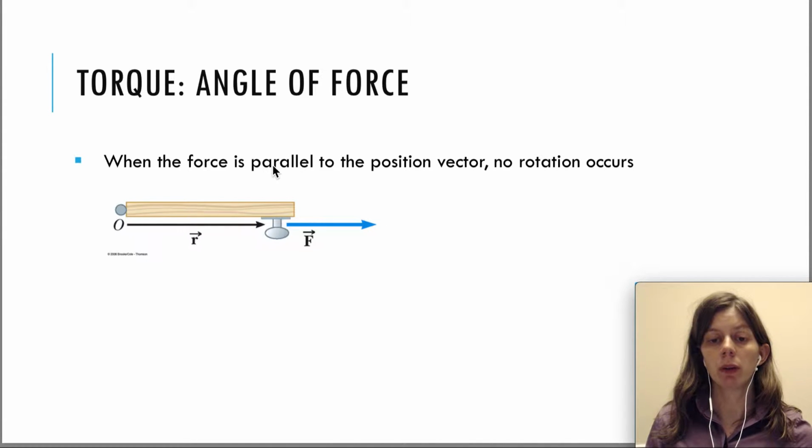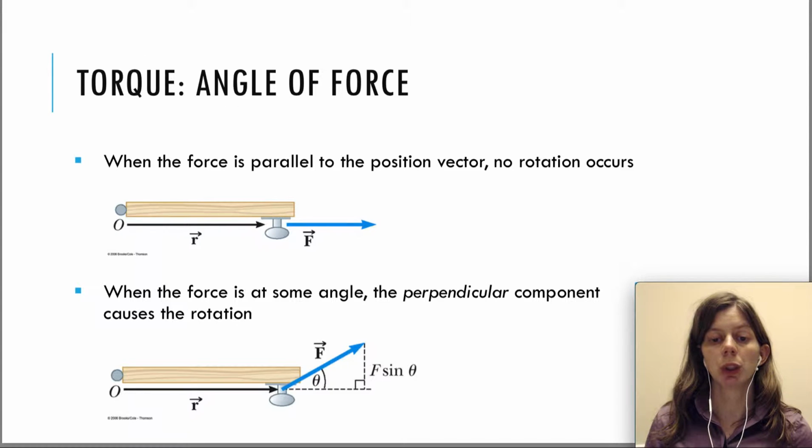So when the force is parallel to the position vector, just think it's this R here, but just think it's your object that you're rotating. When the force is parallel, no rotation occurs. Right? If you pull on the door this way, it's never going to rotate this way or this way. A parallel force does not cause any rotation.